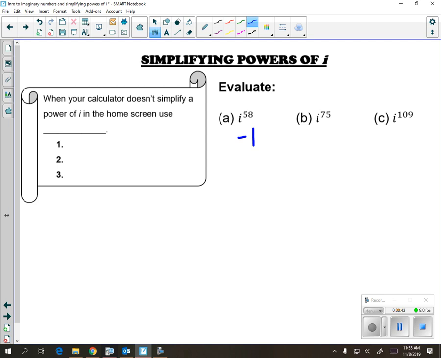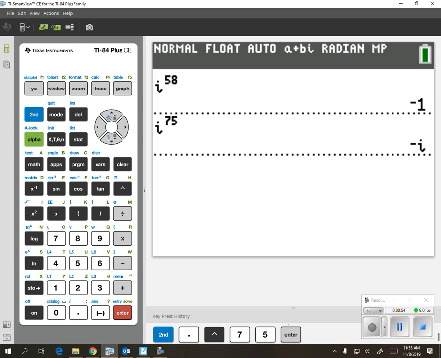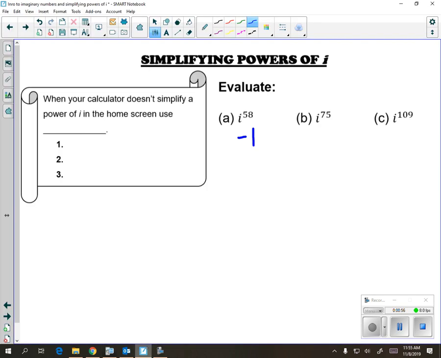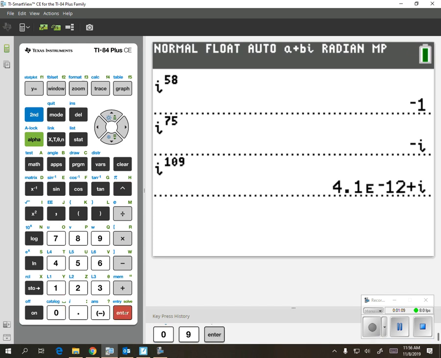You're going to do the same thing for I to the 75th power. Second decimal to the 75th power. And you get that it reduces to -I. Same thing for the last one. Second decimal to the 109. And you're going to look at that and ask yourself, what the heck does that even mean?